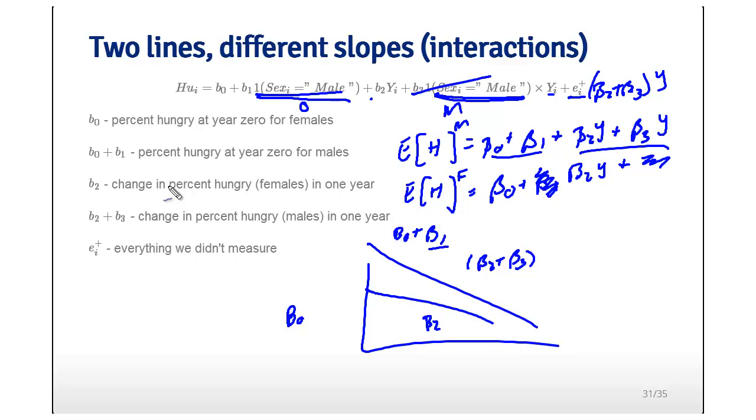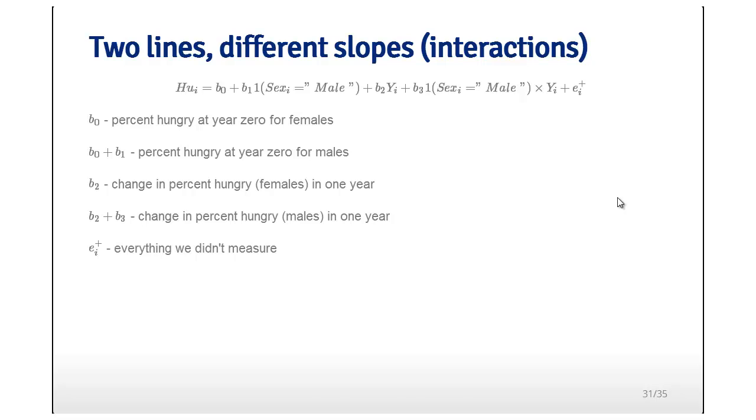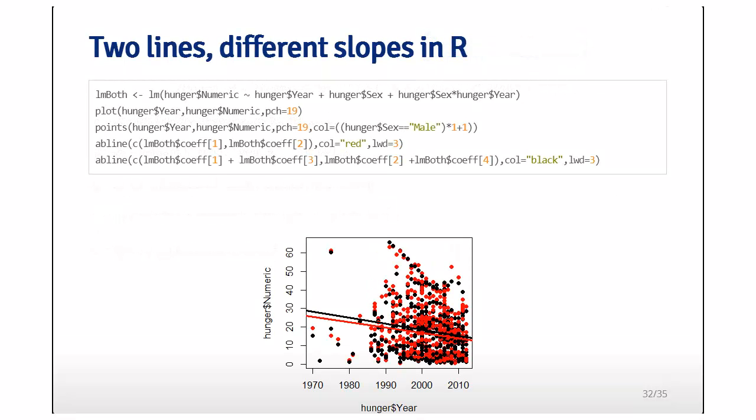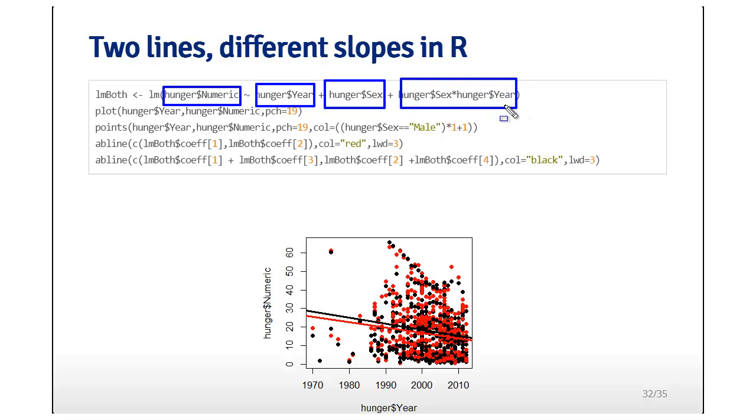Beta 1 is the change in the intercept between the two groups. Beta 3 is the change in the slope between the two groups. And notice the new variable that we included is an indicator variable times year. So all we did was include the indicator variable times year. And so here we fit it. We have our outcome, the percent hungry, we have year, we have gender, and we have gender times year.